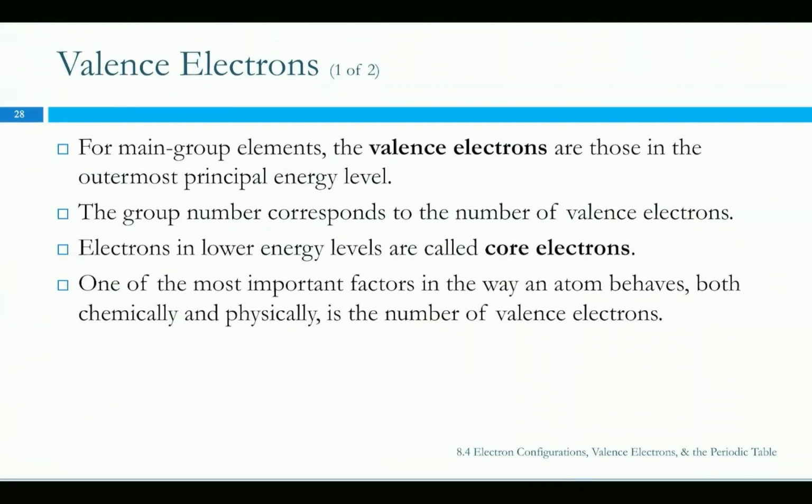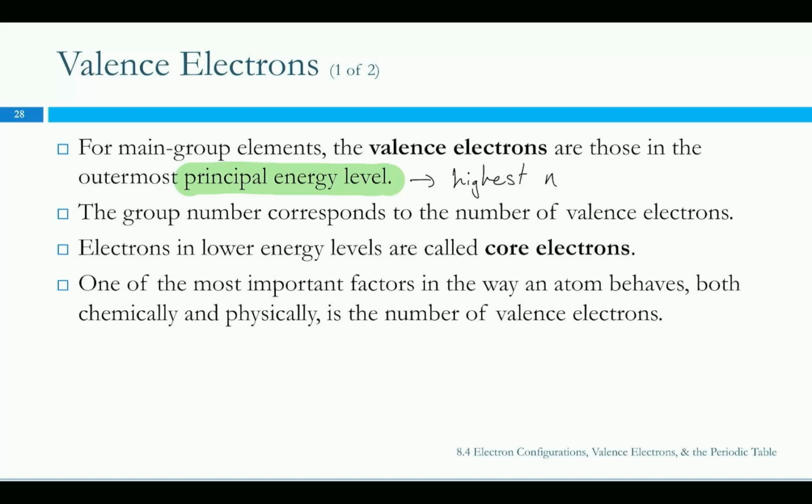Valence electrons. For main group elements, valence electrons are those in the outermost principal energy level, the highest n level. So if it's n equals 2, then it's all the ones that have 2s, 2p. If it's n equals 3, it's going to be 3s or 3p. n equals 4 would be 4s or 4p. Those are all going to be the valence electrons. Let's highlight this principal energy level, the highest n. Then electrons in lower energy levels are all the core electrons, and those are the ones that are shielding effective nuclear charge from those valence electrons.